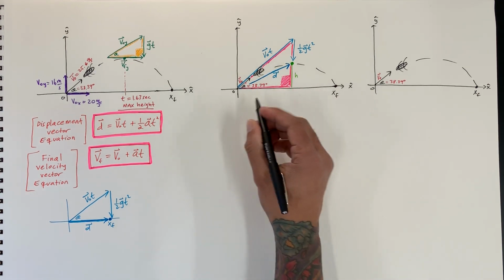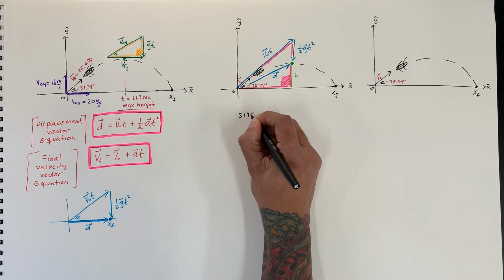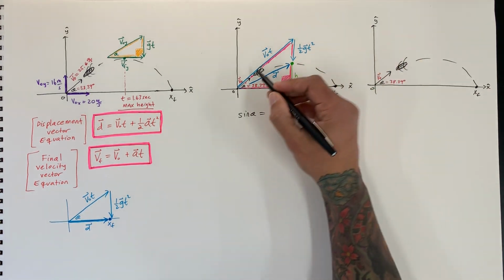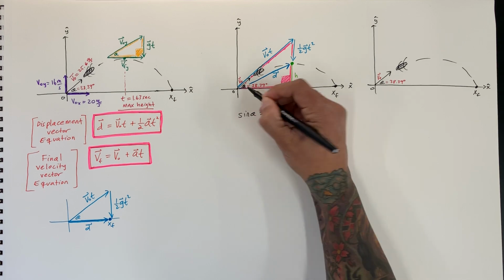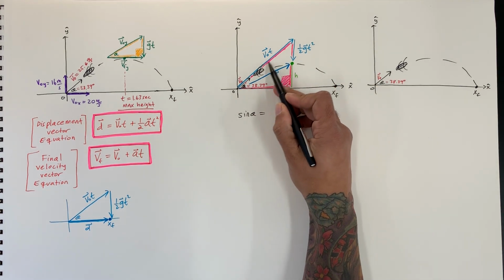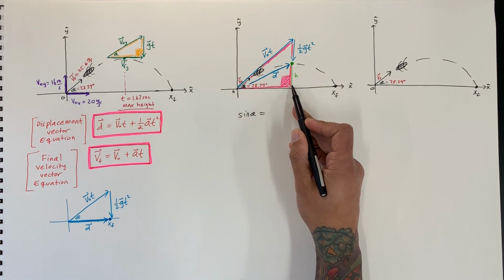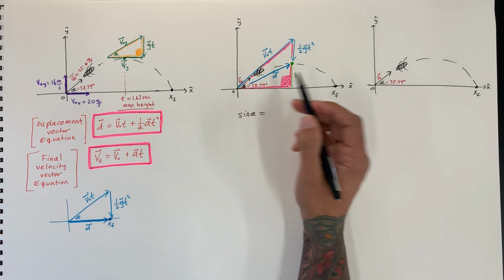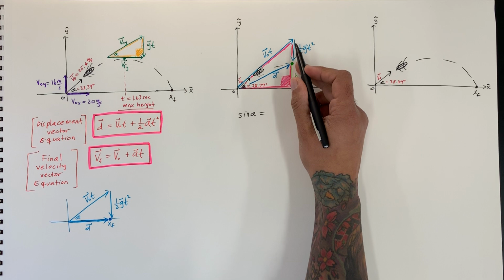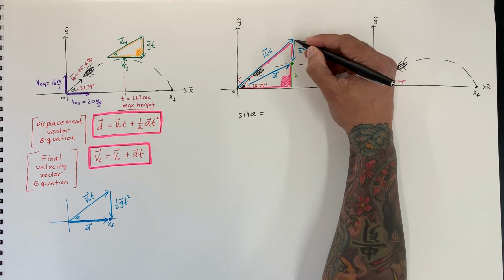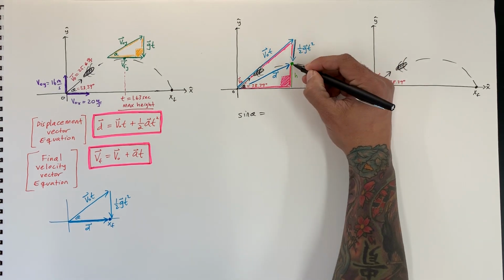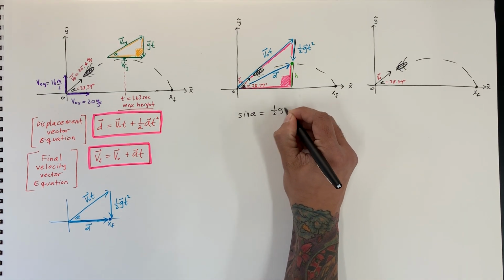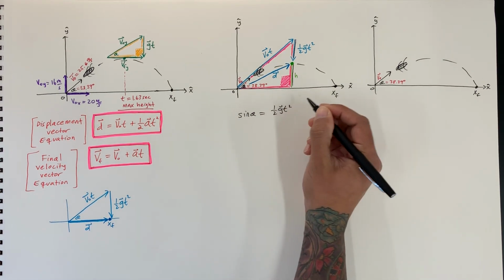So let's look for sine. So we got sine theta is equal to opposite, and now I can use my theta because my triangle has now become a 90 degree and encompasses the entire angle. But my opposite side, which is this entire side here, which is this plus all of this. So it's 1/2 gt squared.